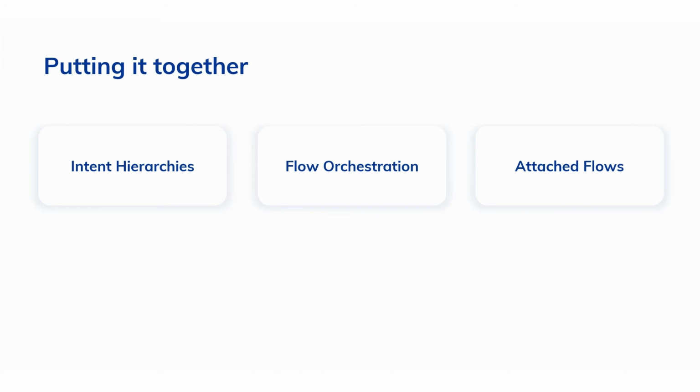So let's now have a look at how it all comes together. We've learned about intent hierarchies. We've learned about flow orchestration, executing flows, going to flows, different entry points. And we also learned that it's possible to attach NLU models to each other using attached flows. How does this come together?